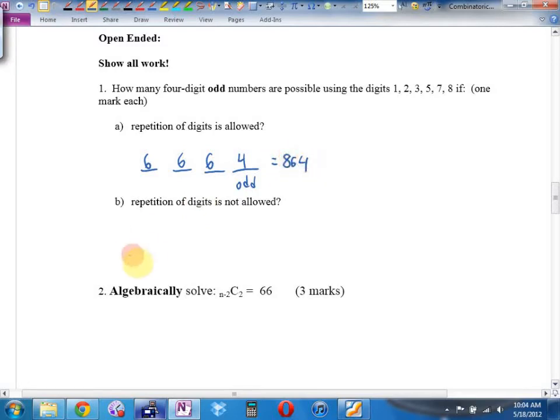What if I'm not allowed repetition? Okay. I still have 4 choices for the odd digit. I picked an odd digit. Now I have 5 choices left. I picked another one. Now I have 4 choices, then 3 choices. It ends up being 20 times 12, 240.